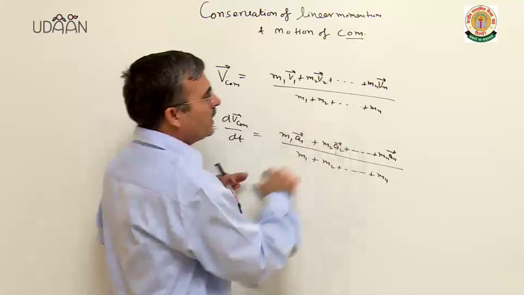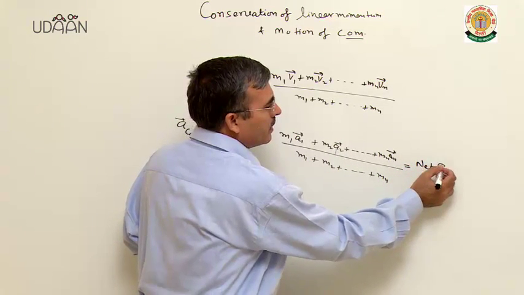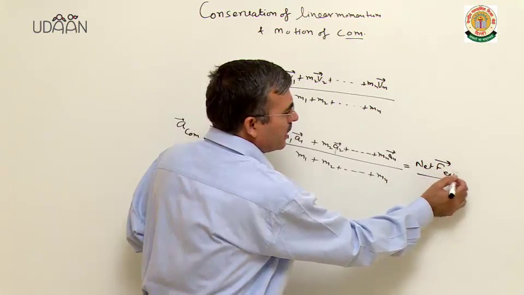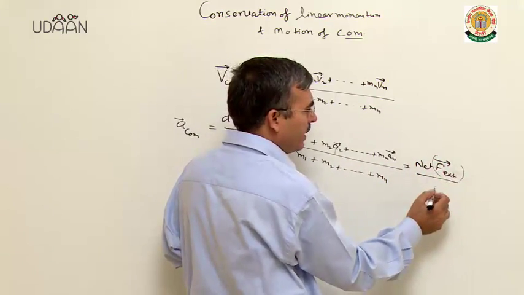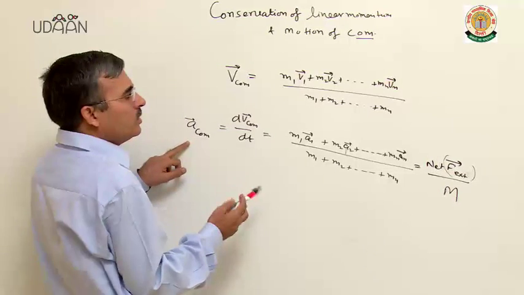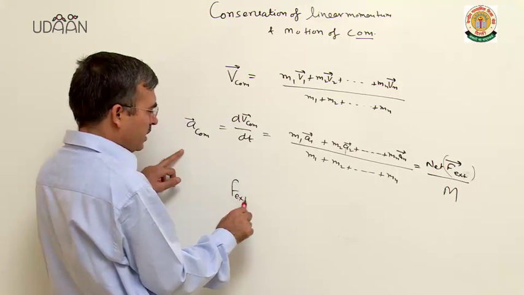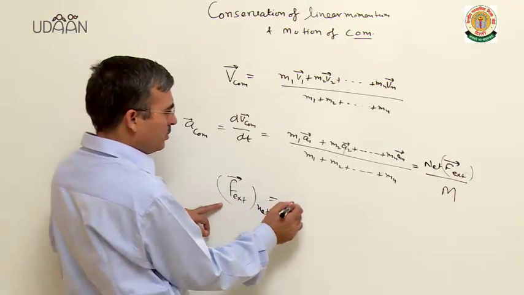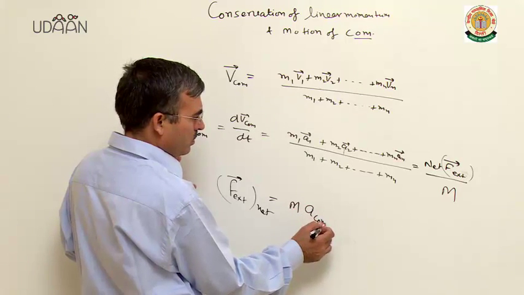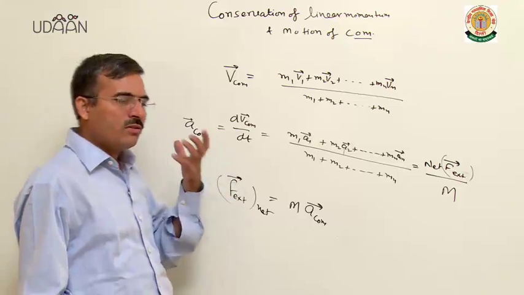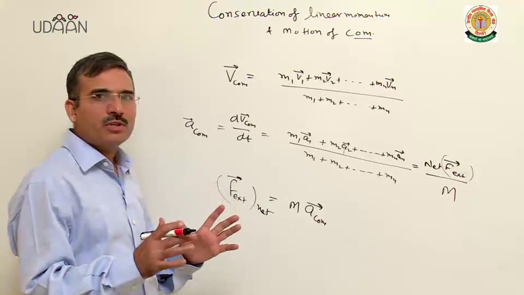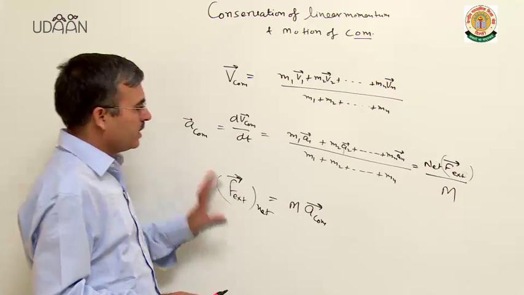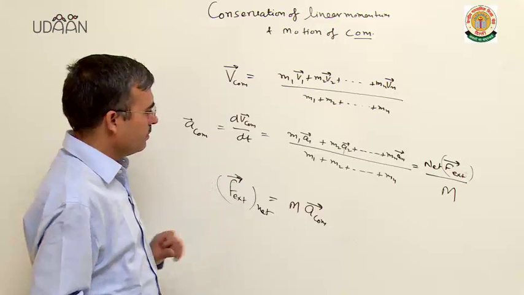So the numerator will be the net external force on the system, divided by the total mass of the system. So F external, the vector sum of net internal forces being 0, is equal to the total mass of the system times the acceleration of the center of mass. So the center of mass is only accelerated by the external forces. By the internal forces, the center of mass cannot be accelerated. Acceleration of the center of mass is only by the external forces, a very, very important information.